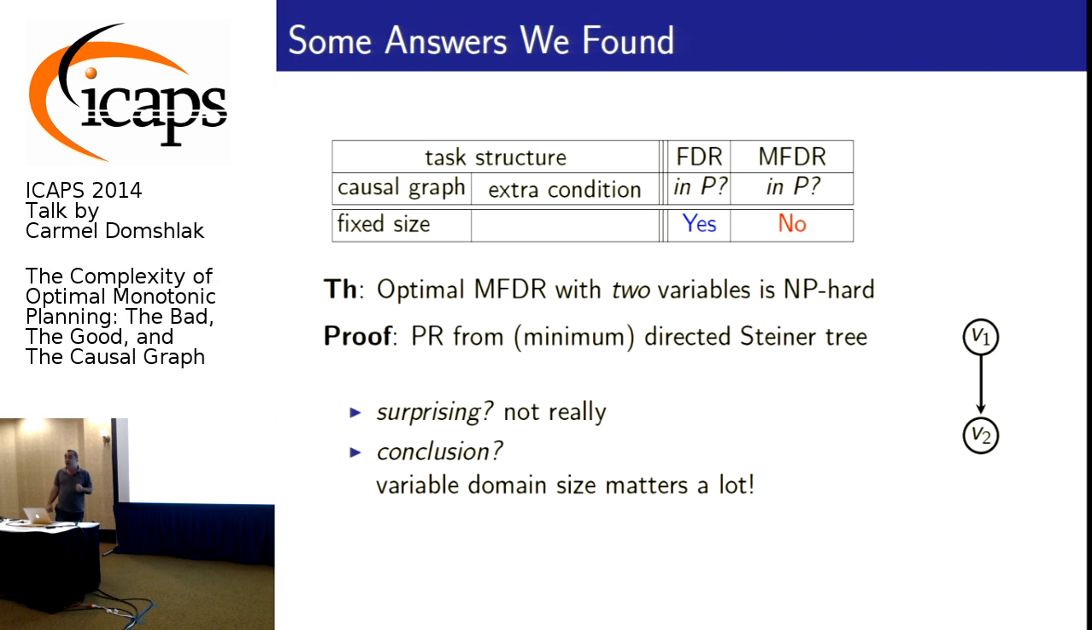And the answer for MFDR is no. And at the beginning, it's a bit confusing, but then when you think about it, it's not really surprising, because when you move from FDR to MFDR, you lose all the mutual exclusion relationship between the values of the variables. And it's enough just to take two variables, one to be a parent of the other. Solving this problem optimally becomes hard.